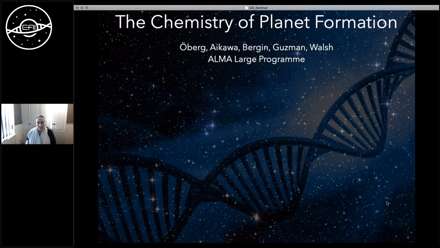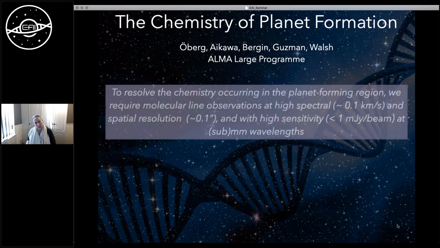Okay, so for the last few minutes, I just want to give you an overview of the chemistry of planet formation. This is the name of our ALMA Large Program. We were awarded 130 hours in cycle 6. And we're just coming to the end of a long process of data imaging and analysis, and we're just about to submit the first papers from this large program.